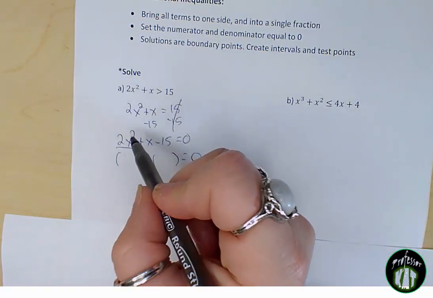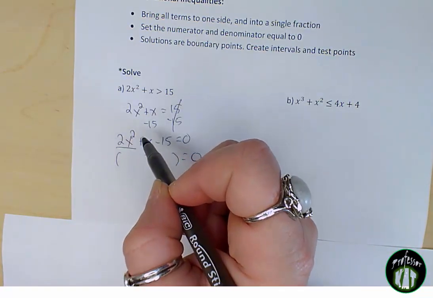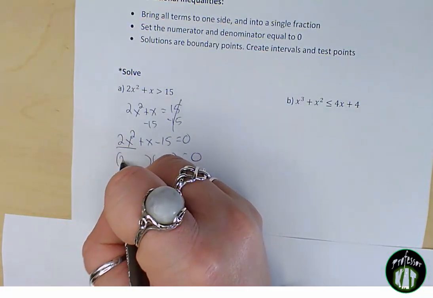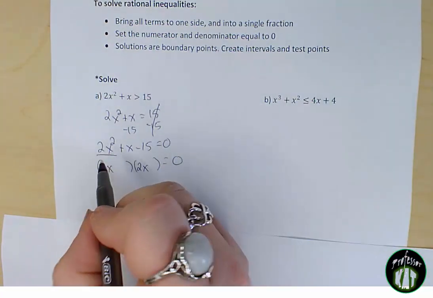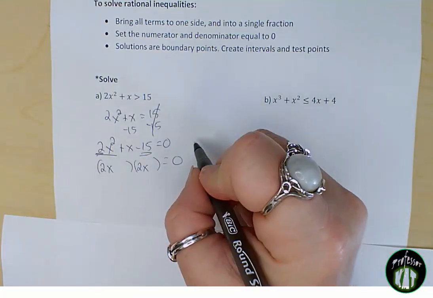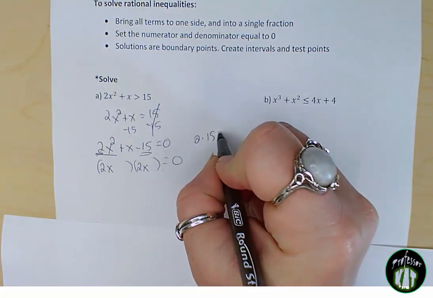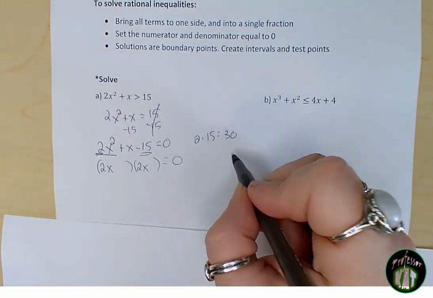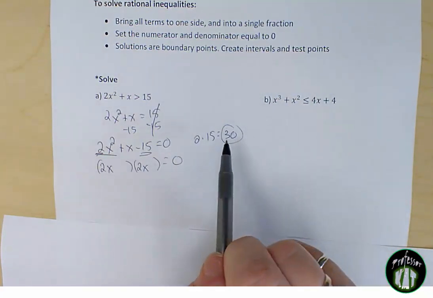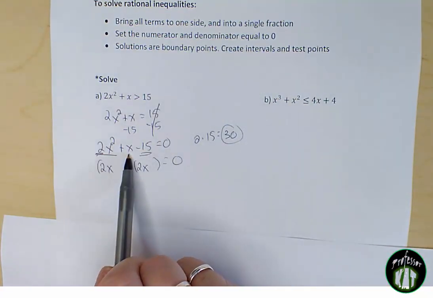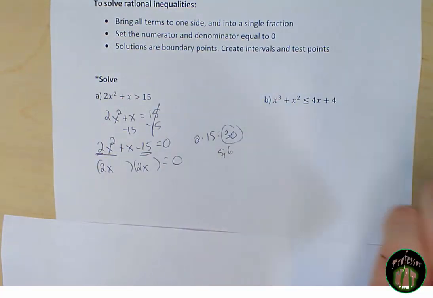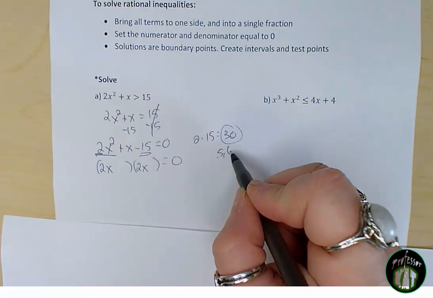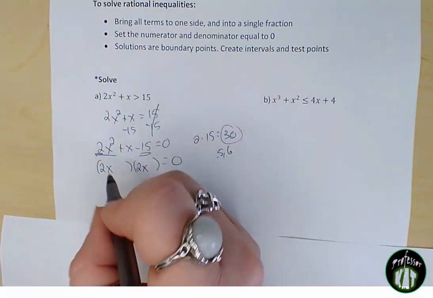The first step says to take your first term, ignoring the exponent, and repeat that twice, 2x and 2x. Step 2, take your first number and multiply it times your last. That's 2 times 15, which is 30. So you want factors that multiply to 30 but add or subtract to get your middle term, which is a 1. That's going to be a 5 and a 6. 5 times 6 is 30, and 6 minus 5 gives us that 1.